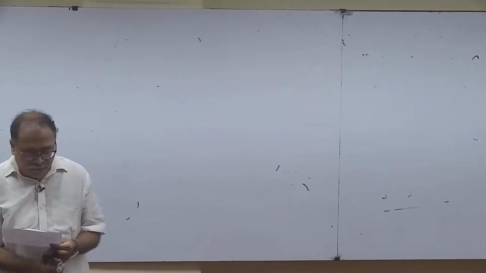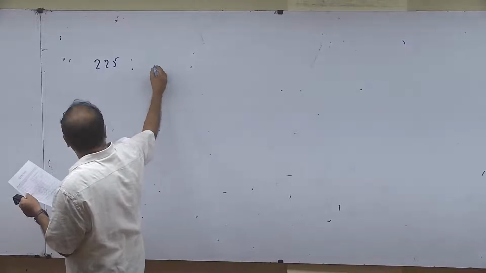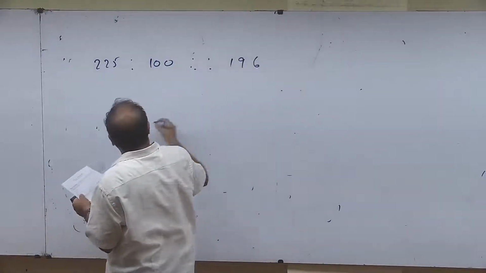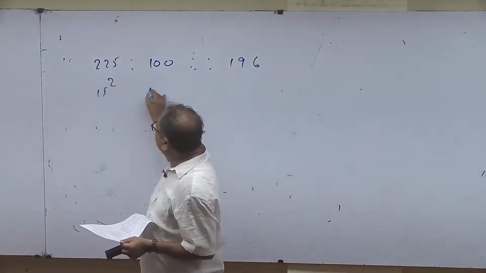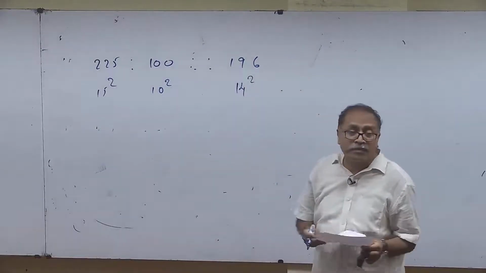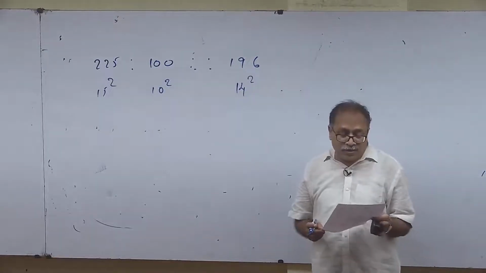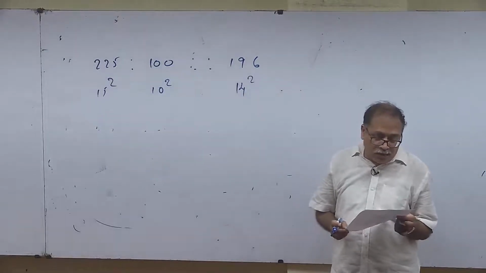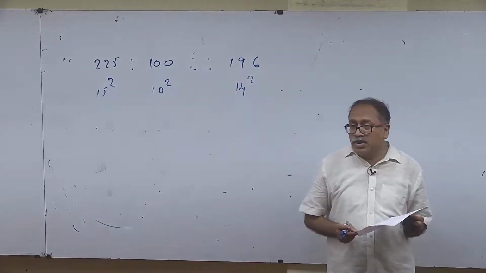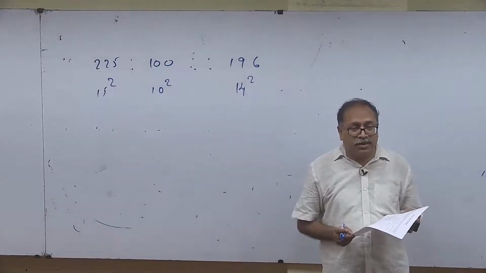81 and 225, if 100, 196, 225, 100, 196. Please notice that this is 15 square, 10 square, and 196, 14 square. So there could be this relation, or may not be. First I am going to check this one. Now when I look at the option choices, nowhere is a square there. I am not looking at this logic because in the options we don't have any square.